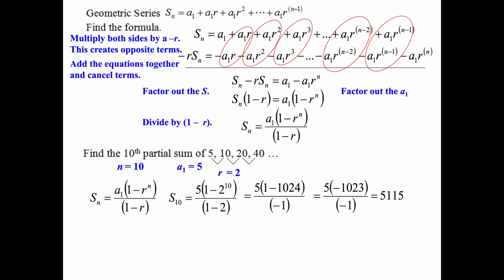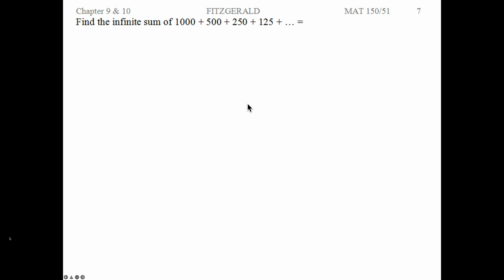Next, we're going to do something really crazy. Find the infinite sum of 1,000 plus 500 plus 250 plus 125 plus. You keep adding these. How do you keep adding out to infinity? Well, we can do that. We've just got to be manipulative. First term, a sub 1 is 1,000. Now, my numbers are getting smaller, so it looks like I'm dividing by 2 or multiplying by a half. Okay, r is a half, that's good.